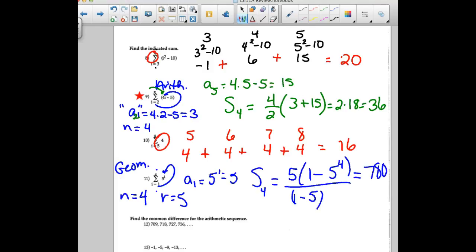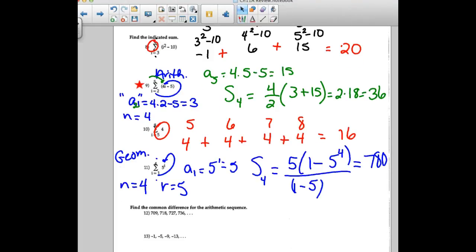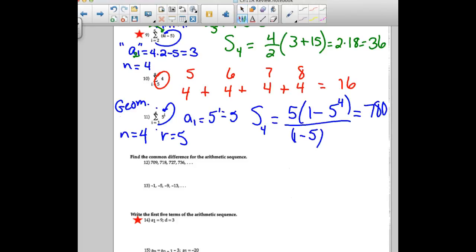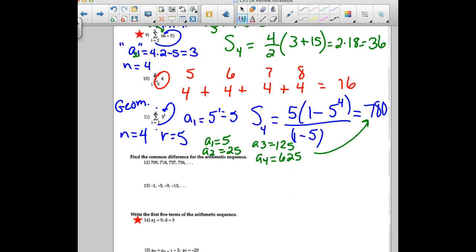And once again, we could check that. We could calculate the first term, the second term, the third term, the fourth term. We said a sub 1 was 5, a sub 2, 5 squared would be 25, a sub 3, 5 cubed is 125, a sub 4 would be 5 to the 4th, or 625. And again, if we added 5 plus 25 plus 125 plus 625, we should end up with 780 as well.